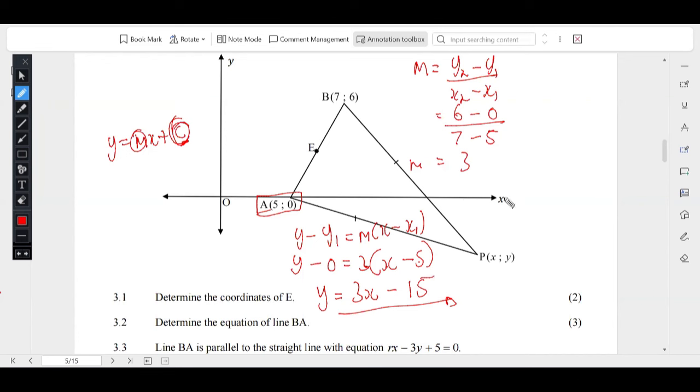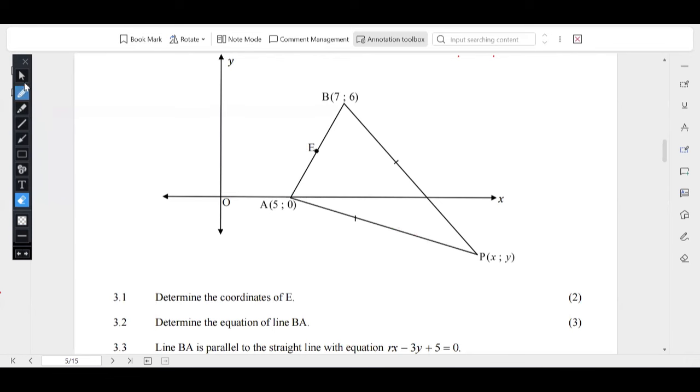Then, okay, they will mark the gradient. They will mark your substitution into either this formula or that formula, and then they will mark your equation. Okay, so now we have that. Then let's check.